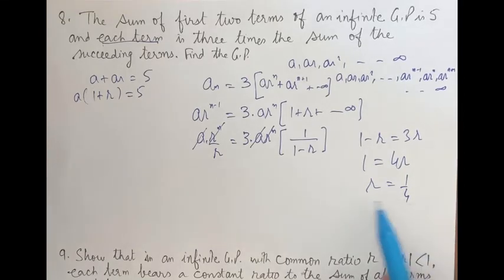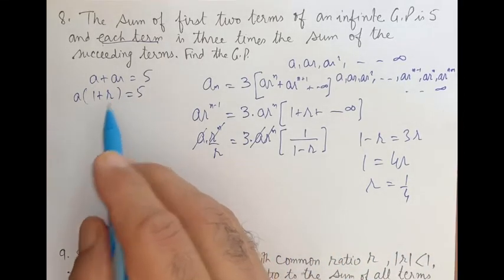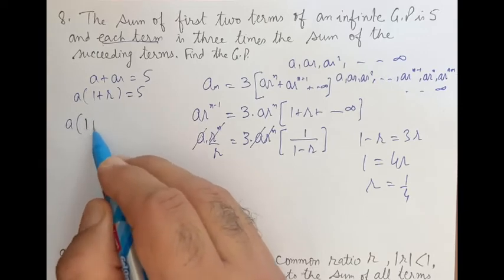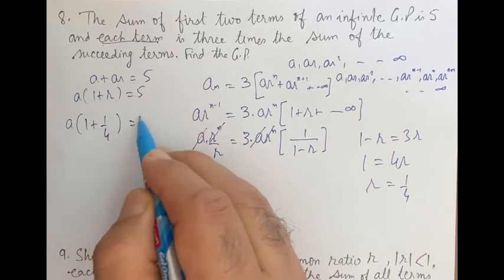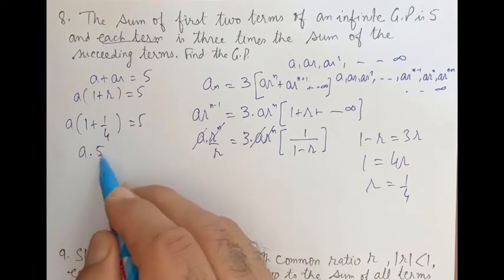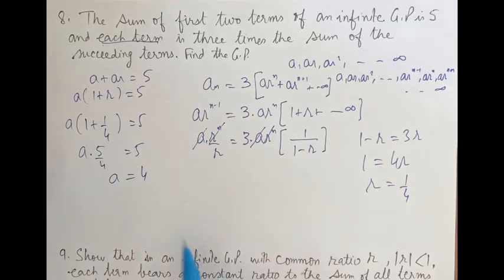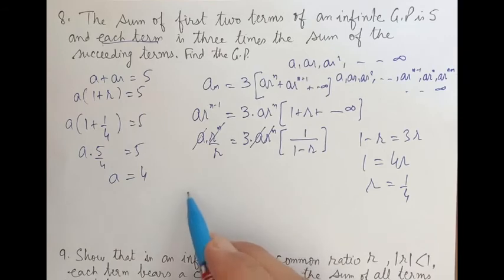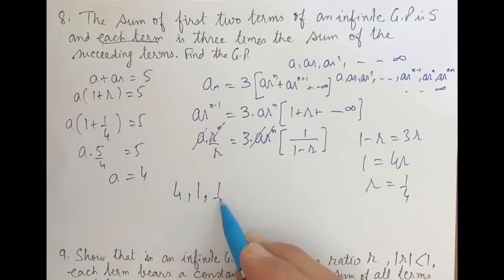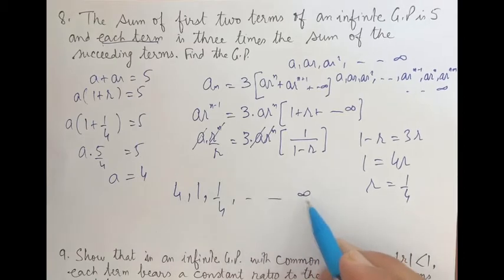We substitute value of R is equal to 1 by 4 in this equation. A into 1 plus 1 by 4. This is A into 5 by 4 is equal to 5, or A is equal to 4. So this is A, this is R. So what is the GP? First term 4, second term A into R, which is 1, next will be 1 by 4 and so on up to infinity.